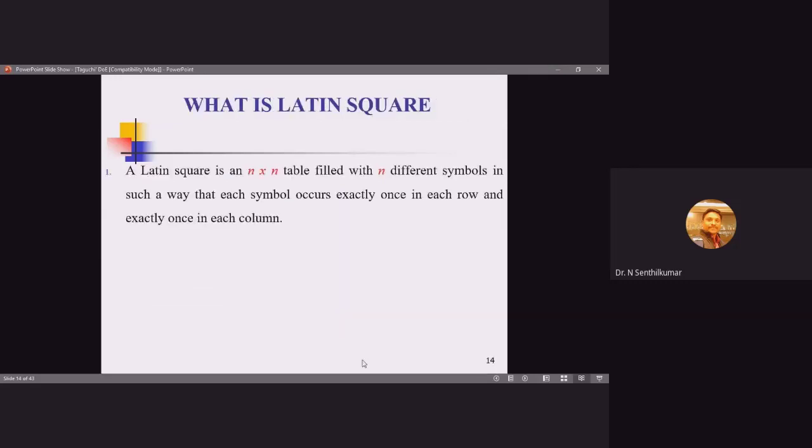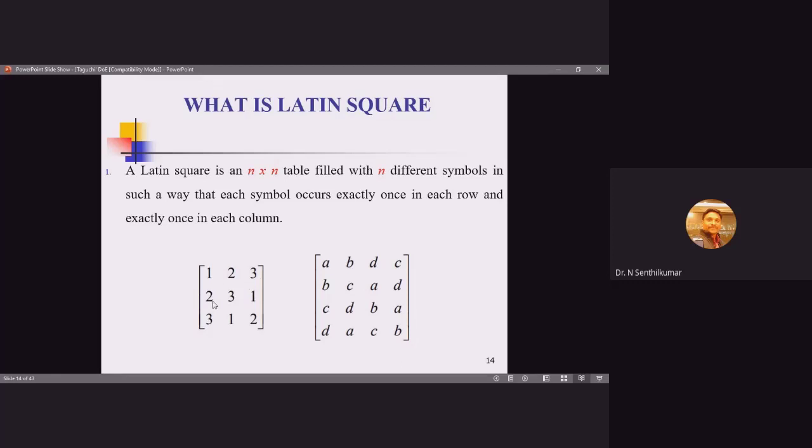Then what is meant by Latin square? It is an n into n table. Here you can see this is an n into n table. So 1, 2, 3, 1, 2, 3. The same thing should not be repeated here, right? So each symbol occurs exactly once. So 1 means it should not repeat here. 2 means it should not repeat here. So likewise, it is being formulated.